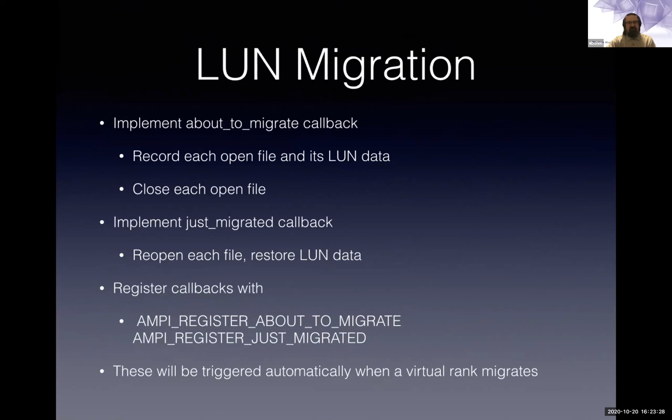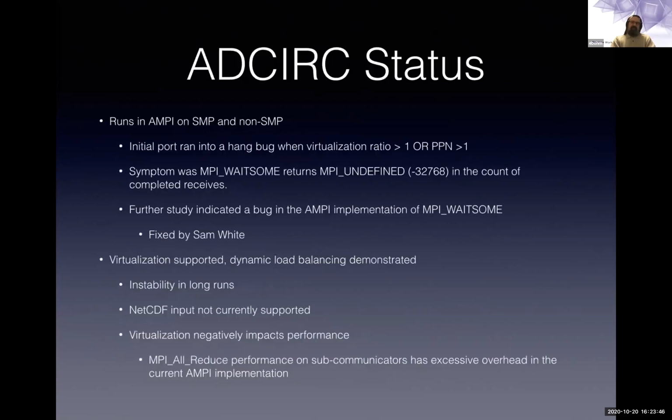And we have to register those callbacks with AMPI with these two calls so that when a virtual rank is migrated, it automatically triggers the appropriate callback and migration can be handled robustly. So the current status is that we can compile ADCIRC onto AMPI and launch it in both SMP and non-SMP versions of Charm. We had an initial issue where there was a bug in MPI wait some that was found and fixed, so we were able to move past that.